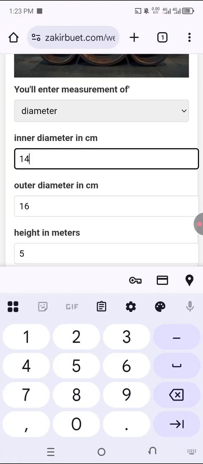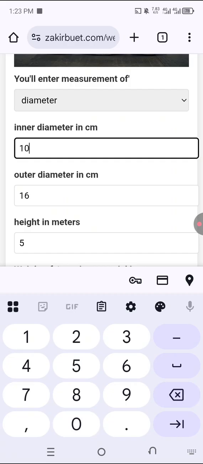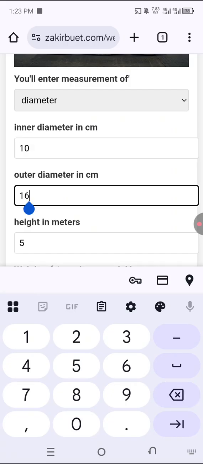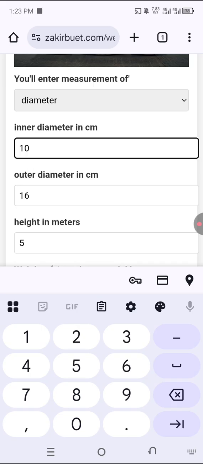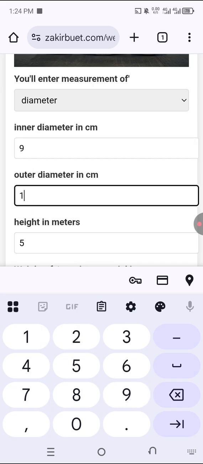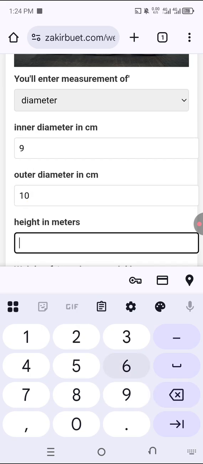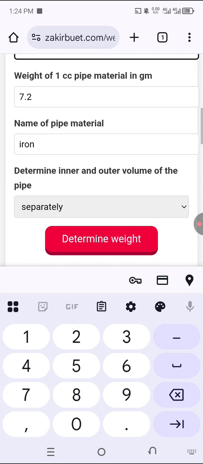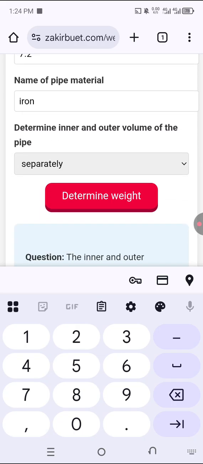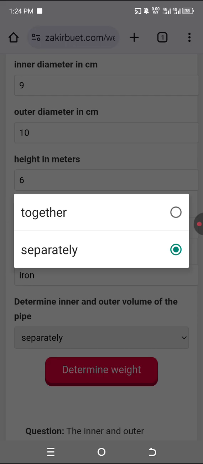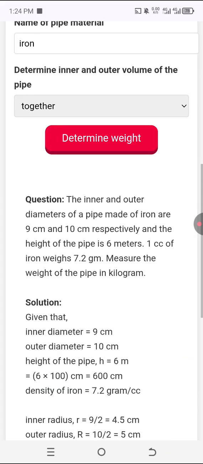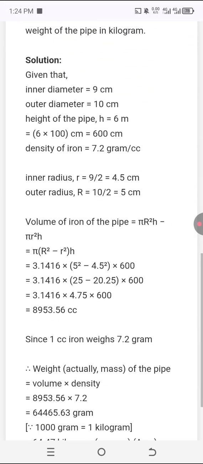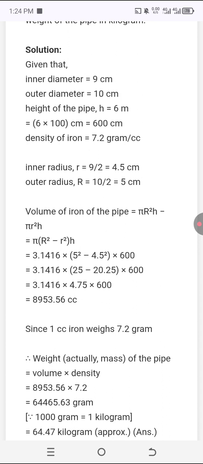So 10, and here it should be 9, this should be 10, and it should be 6, and they have determined it together. So that's it. It should be the solution. Like I said, I don't know whether you can read Bangla, so I will only indicate the values.